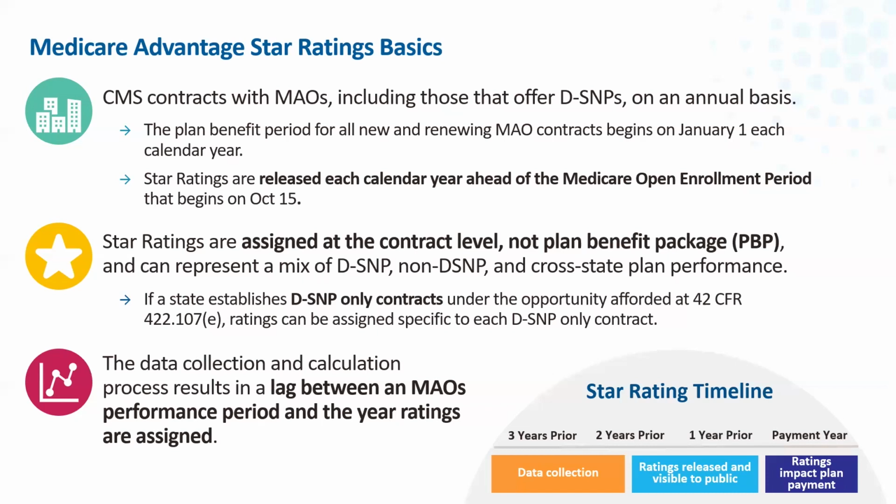It's important to understand that CMS assigns star ratings to each Medicare Advantage organization at the contract level, not the plan level or the plan benefit package level. MAOs can offer multiple plans under one contract, as well as plans that operate in more than one state. As a result, the ratings for one contract often represent the collective performance of a mix of plans. This can include DSNPs, non-DSNP Medicare Advantage plans, and plans that are operating across states.